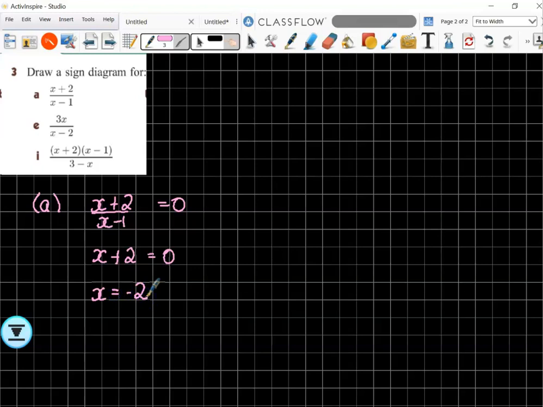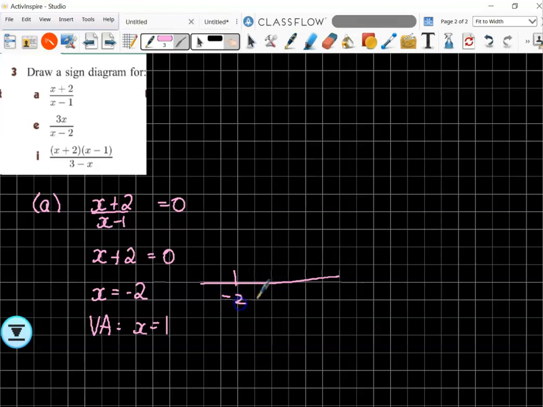The next thing we check for, are there any vertical asymptotes? So that's code for, is the denominator going to be 0 for any value of x? Lots of nodding, fantastic. So we're going to have a vertical asymptote of x equals 1. Yep. So now we do our diagram.